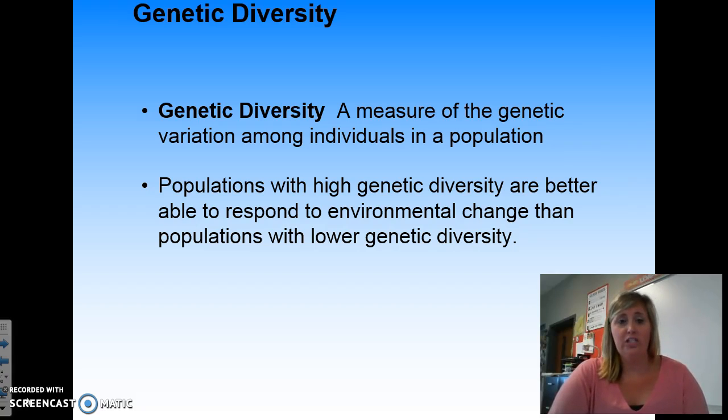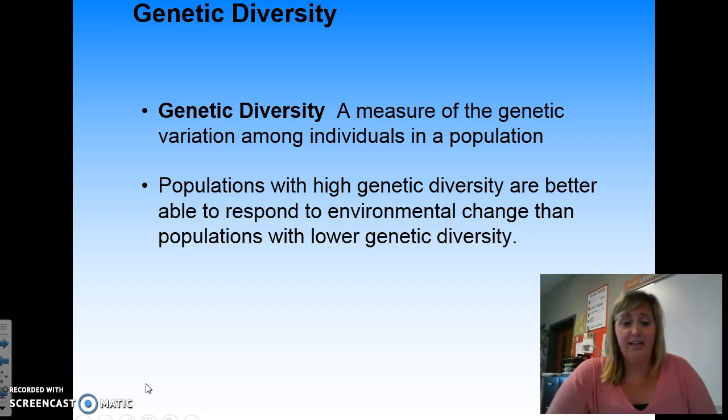A good example of this is a population of deer that lives in a really cold mountainous area. So let's say this population of deer, there's some deer that have thin fur, and there's some deer that have really thick fur. Well, this extremely cold, colder than ever before winter happens, and the deer that have the thin fur, they're not able to survive.